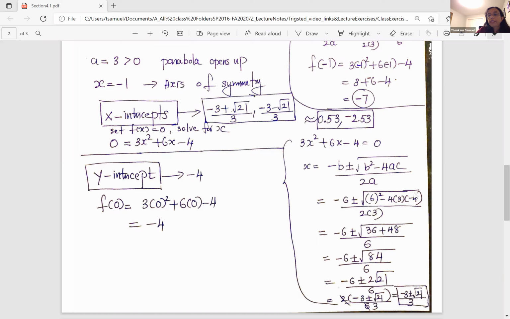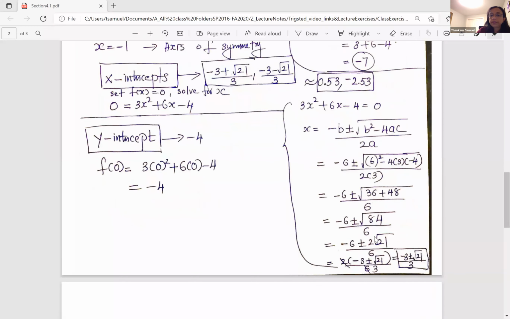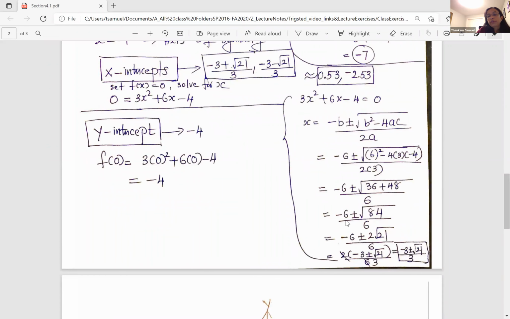And be careful with these two negatives. It makes this quantity positive. That is a common mistake. Always be careful with this side. So -6 plus or minus the square root of 36 plus 48, the whole quantity divided by 6. So when we add these quantities, we will get -6 plus or minus the square root of 84 divided by 6.